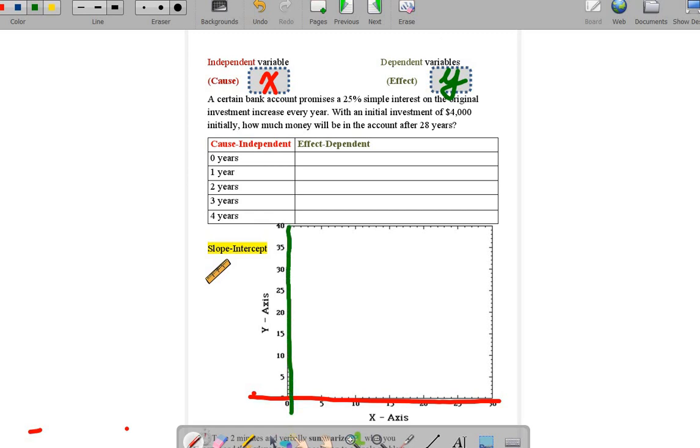This is the same for reading graphs in science as well. Okay, what this means is independent and dependent. Think cause and effect. We had a lesson about cause and effect. Okay, x would be considered the cause, and y would be the effect. Y changes depending on x. That's why it's called the dependent.